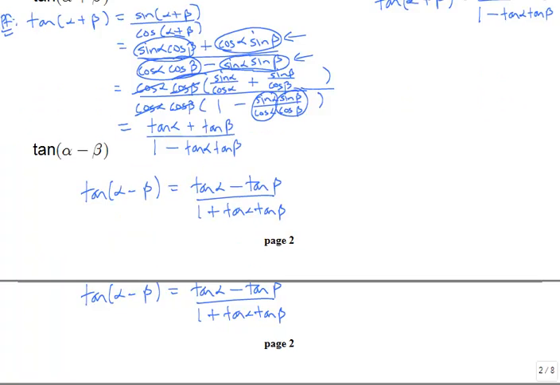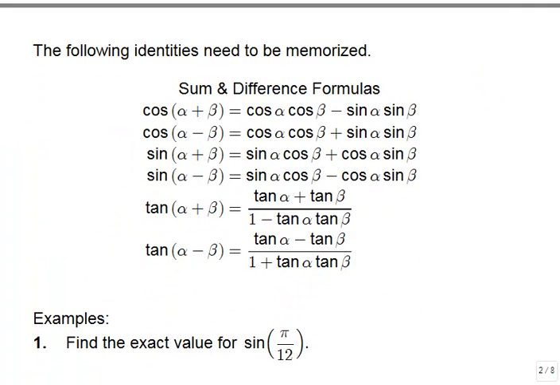So to summarize, here's a list of all of these sum and difference formulas where you have a sum of two angles or a difference of two angles. And these 6 you do need to have memorized. So for cosines, sines, and tangents. Okay, so I would expect you to have these memorized. You will not be allowed to use a note card or a formula sheet on these particular formulas. So let's see how we can use them to help solve some problems.